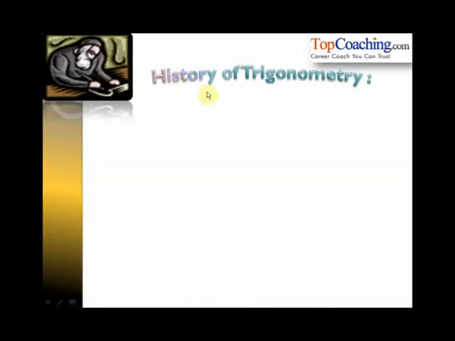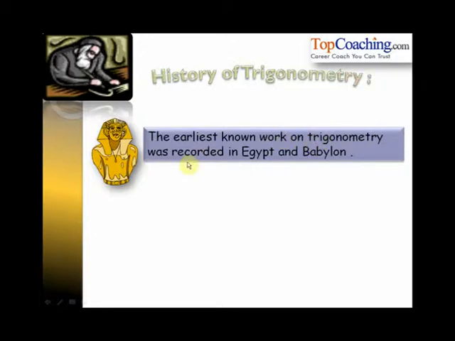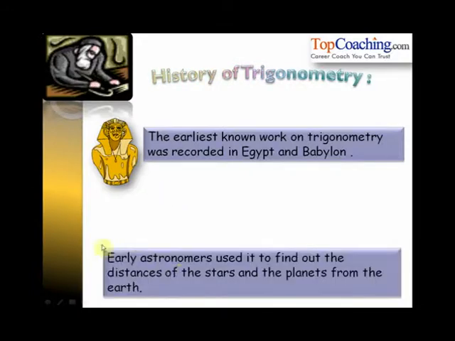Now let's look at a brief history of trigonometry. How does this trigonometry evolve? The earliest known work on trigonometry was recorded in Egypt and Babylon. So Egyptians were the first to use trigonometry, and our historians have a record of that. Also, the early astronomers used it to find out the distances of the stars and planets. So astronomy used the tool of trigonometry to find out the distances of stars and planets from the Earth. So what we can infer is trigonometry has its roots in mathematics from ancient times.